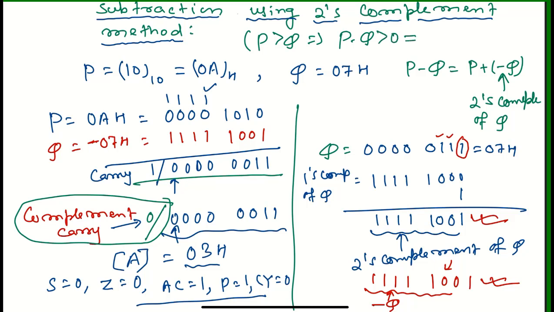It means the result will be positive. Now we have to learn if P is lesser than Q, then how the situation will happen. That we are learning here. So now in this case, we are doing the reverse.